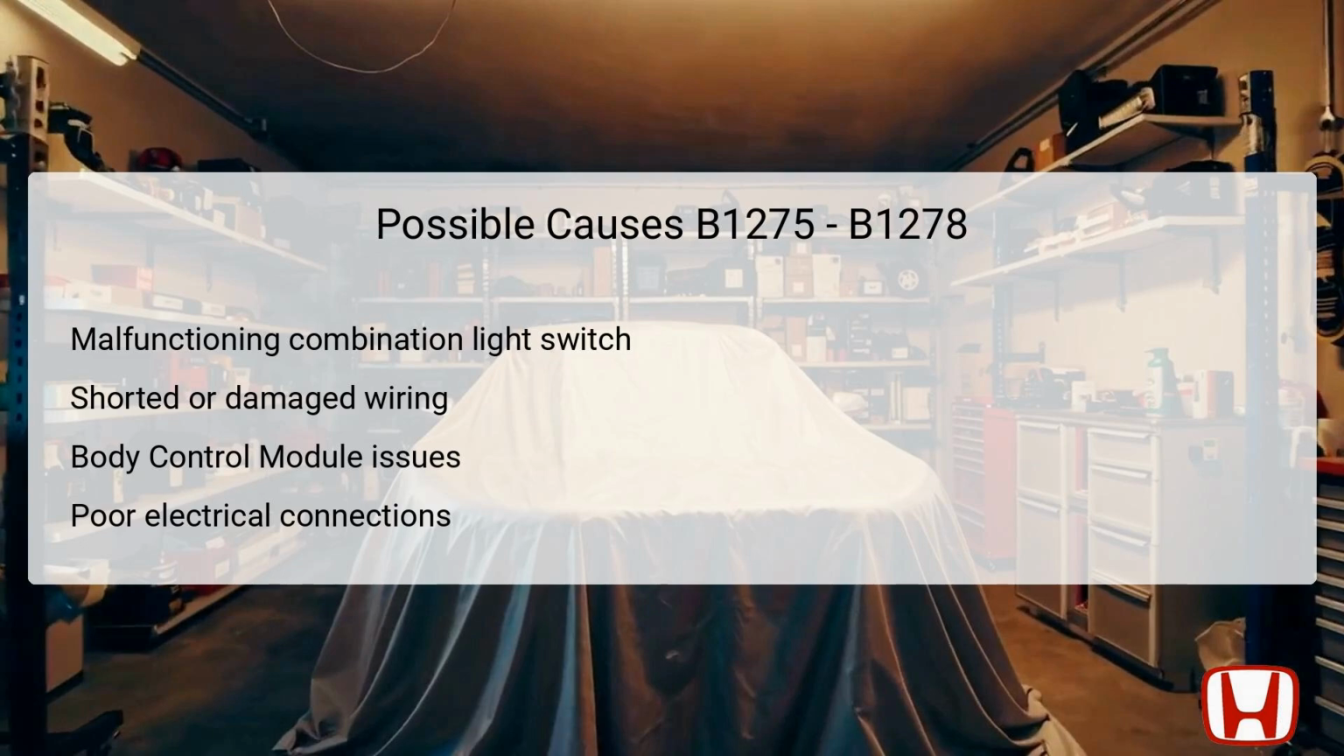Problems within the body control module itself can also arise, especially if it cannot process incoming signals from the light switch correctly. Lastly, poor electrical connections often lead to intermittent issues that may cause the system to work sporadically or fail altogether. Diagnosing which of these faults is at play is crucial for resolving the core issue.